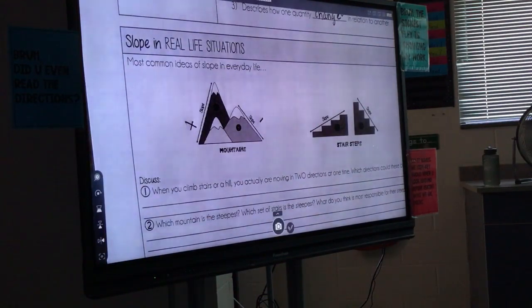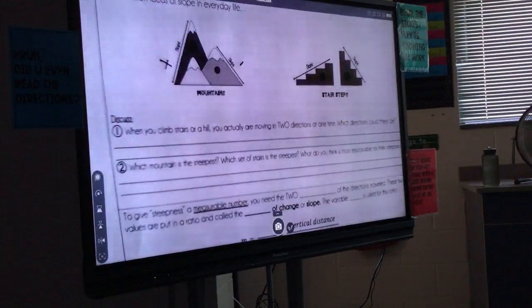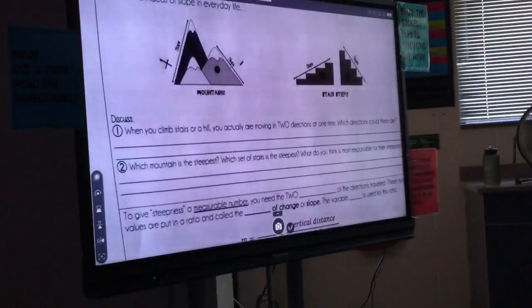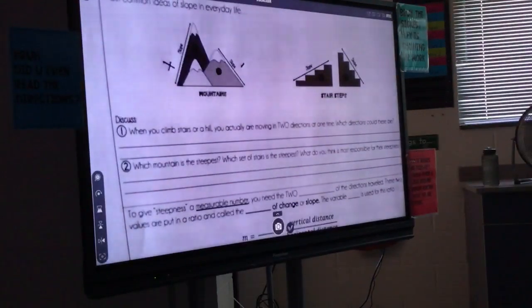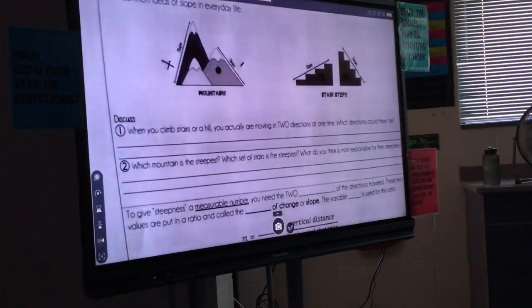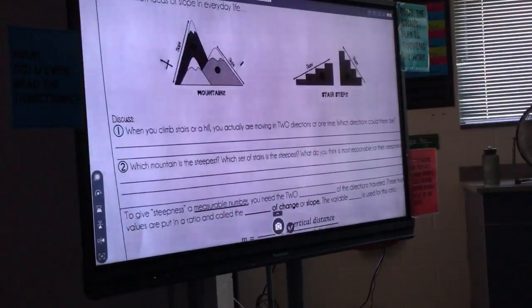So, when you climb stairs or a hill, are you actually moving in two directions at one time? And what directions would those be? Forward and up. So think about it for a second. So we got forward and up, we got north and east. Jeffrey, what do you think?